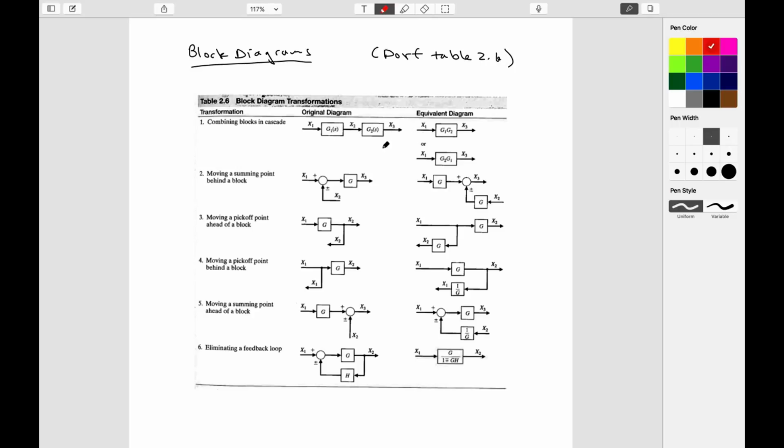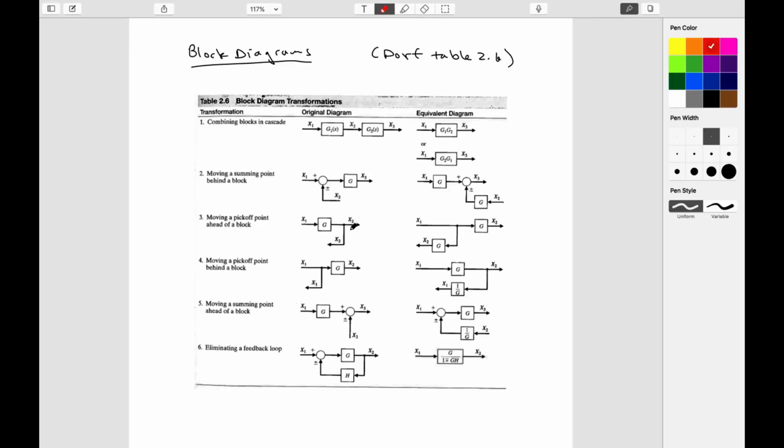or their transfer functions are multiplied together. Alright, so you can kind of see that from rule number 1. Rule number 2, if we want to move a summing point, we can do so, but we need to make sure that we account for it when we do so, so we follow rule number 2.